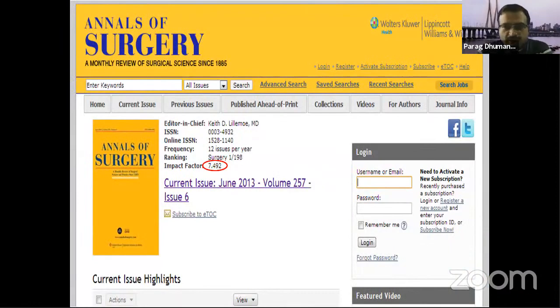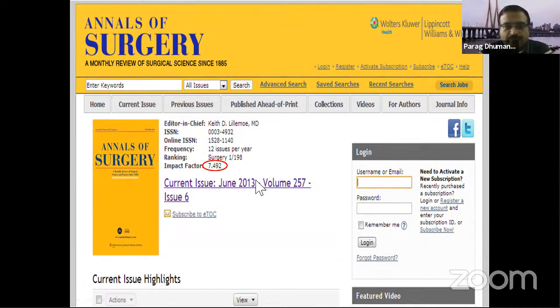Now, coming to a web page of a standard journal, what information can you get from the journal? Of course, the name. It is a monthly review running since these many years. It has 12 issues per year. Its ranking is, we will come to that, number 1 amongst all the journals in the domain of surgery. Of course, the editor, ISSN, and all that. And it has an impact factor of 7.49, which is a very good impact factor for a surgical journal.